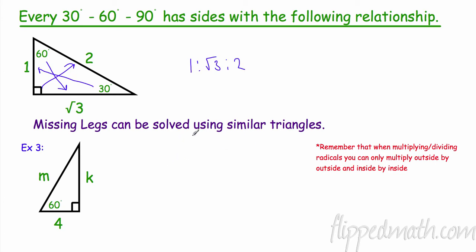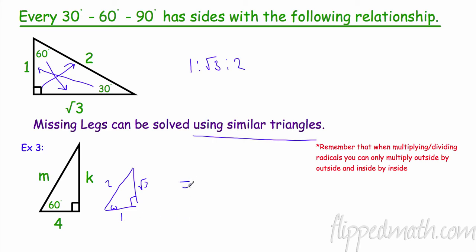Let's do this. We can use similar triangles. There's a couple ways to solve this. I'm going to show you 2 great ways. The first way is similar triangles. So I'm going to draw a similar triangle right here, or as close as I can, and I'm going to label it with my ratio. Across from 60 is going to be radical 3. So this is across from 60. Across from 90 is 2, and across from 30 is 1.